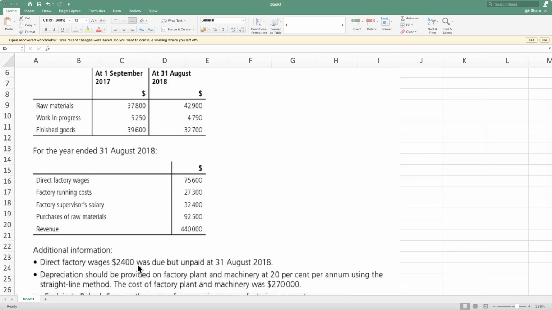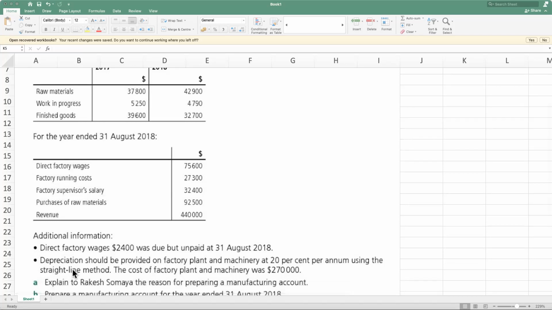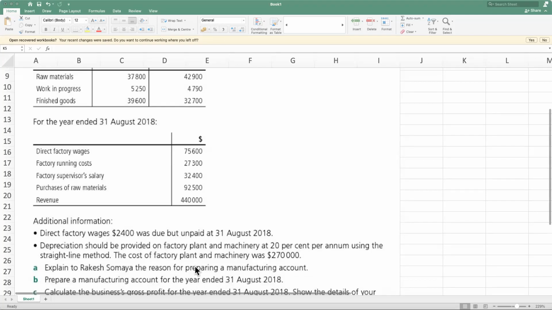Direct factory wages, 2,400 was due but unpaid at 31st August 2018. So this 2,400, you need to add it in to the direct factory wages here. And then depreciation should be provided on factory plant and machinery at 20% per annum using the straight line method. The cost of the factory plant and machinery was 270,000, so you take 20% of this, and that is your depreciation charge. It will be charged in your manufacturing account because factory plant and machinery is used to manufacture your product.